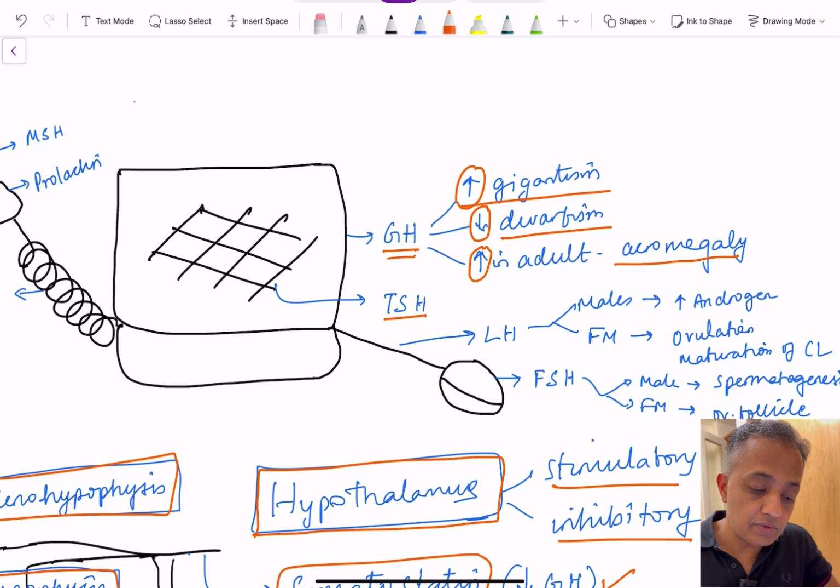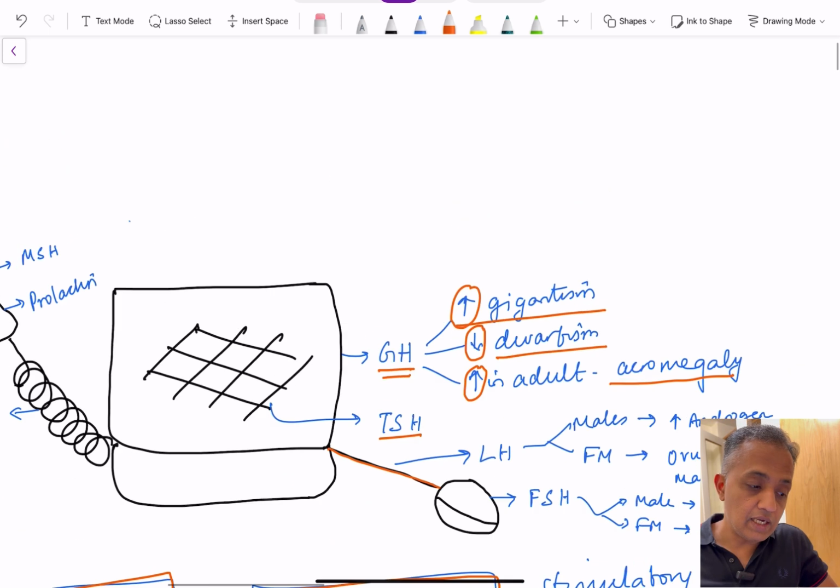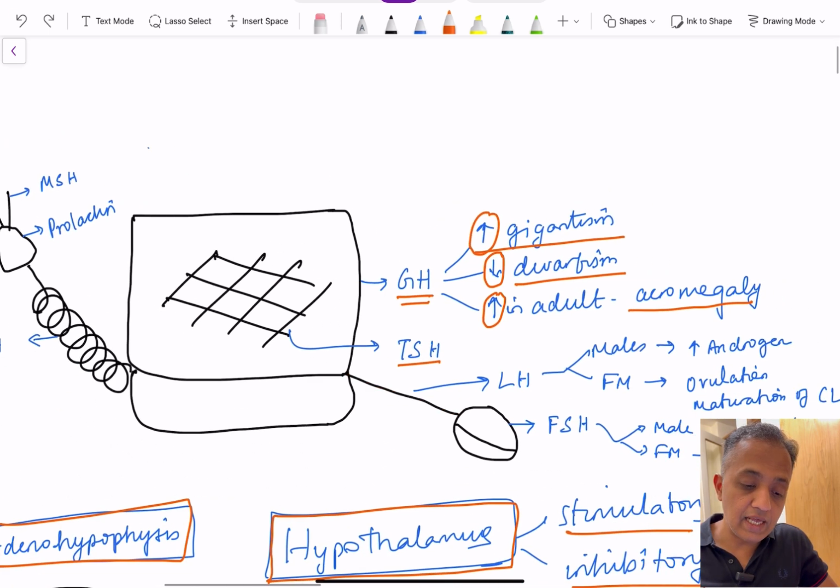And you have the mouse, so the cord attaching the mouse to the laptop is L, which stands for LH. LH is luteinizing hormone. The mouse itself resembles the letter F, which stands for follicle stimulating hormone. Both these hormones together are called gonadotrophins, because they act on the gonads.